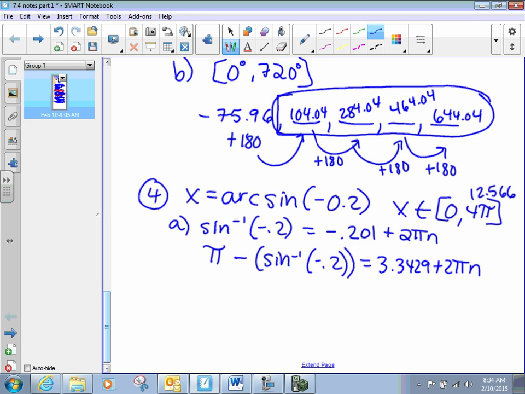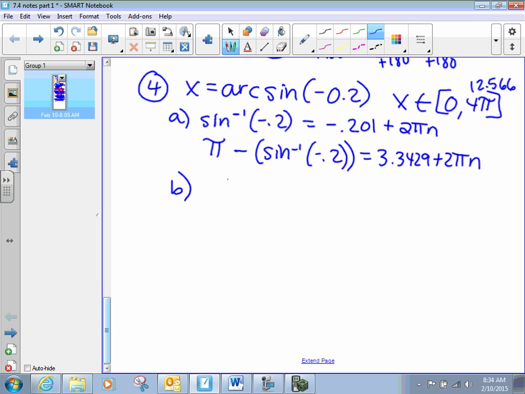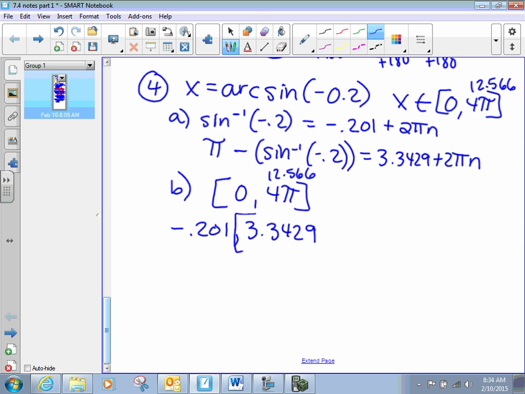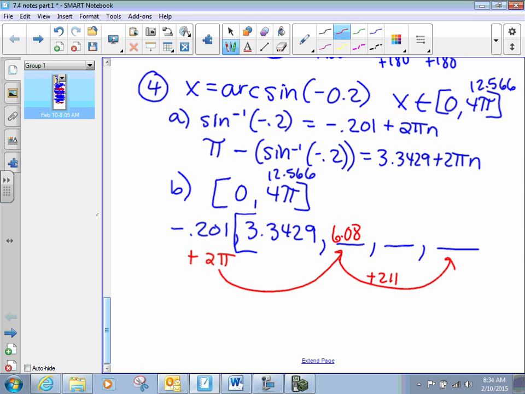So now when I want to do the specific in the interval 0 to 4 pi, which is about 12.566, I am going to start with my negative 0.201. My next answer would be 3.3429. Again, these are the only ones I care about, but I need this for some answers. So if I add 2 pi to this one, I get this answer here, which is 6.08. I'm going to add 2 pi again, and I get 12.365.